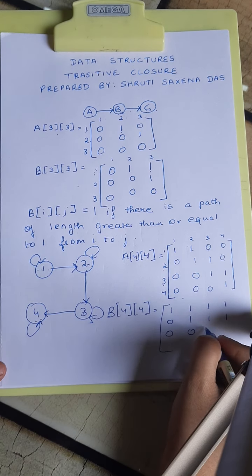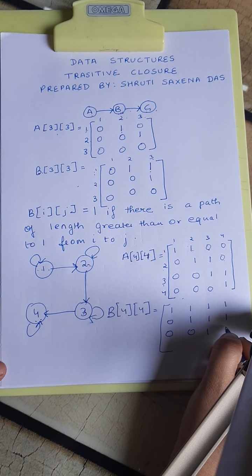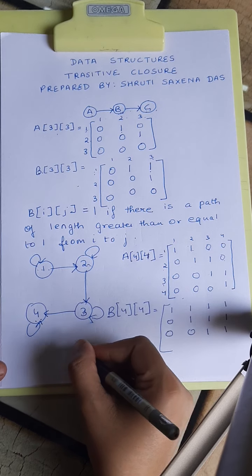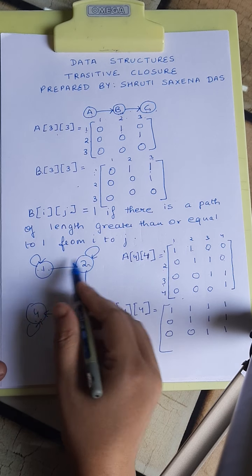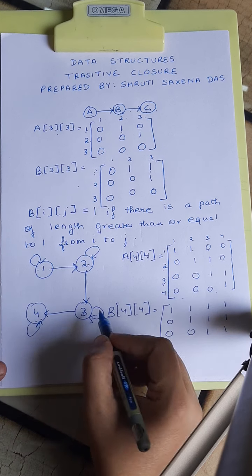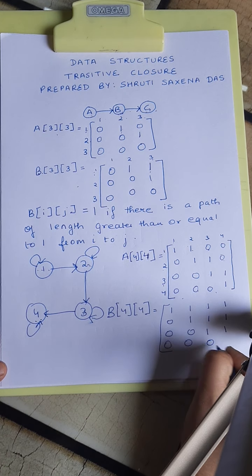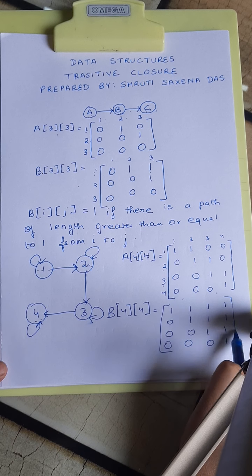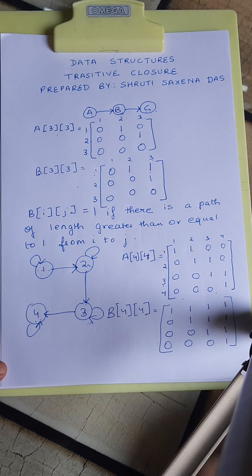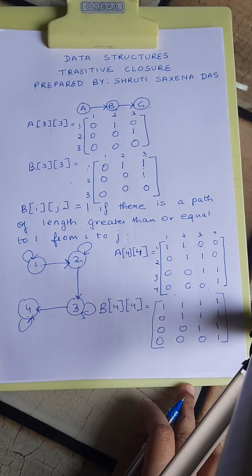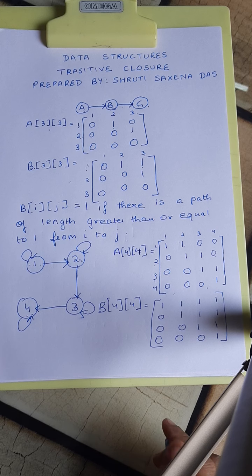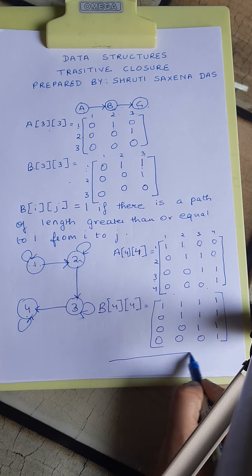Now 3 to 4 we had an edge, and 3 to 3 also, so this will remain 1 as it is. Now in the last row, 4 to 1 there is no opposite edge, 4 to 2 we do not have any opposite edge, 4 to 3 also no opposite edge. So these will remain 0 and the last was 1, so it remains as it is. So this will be the reachability matrix.